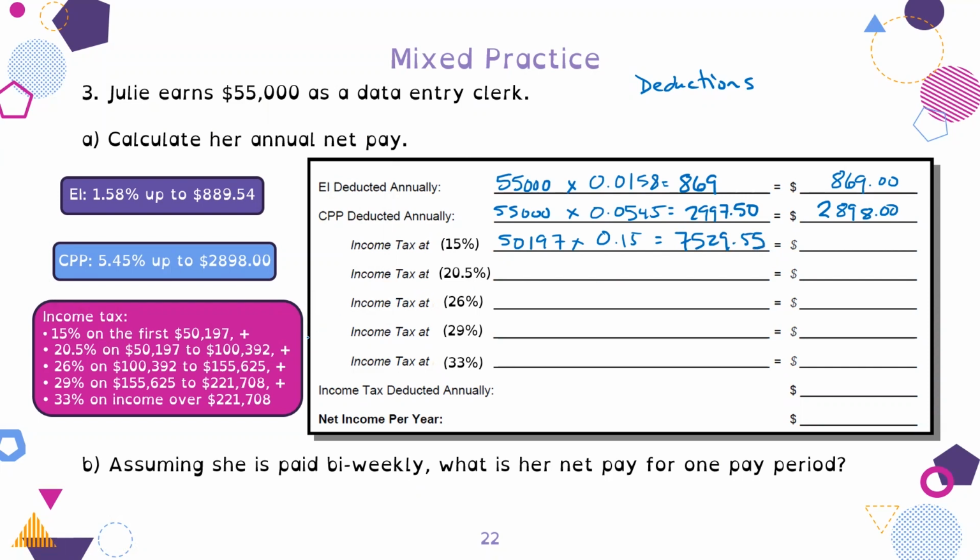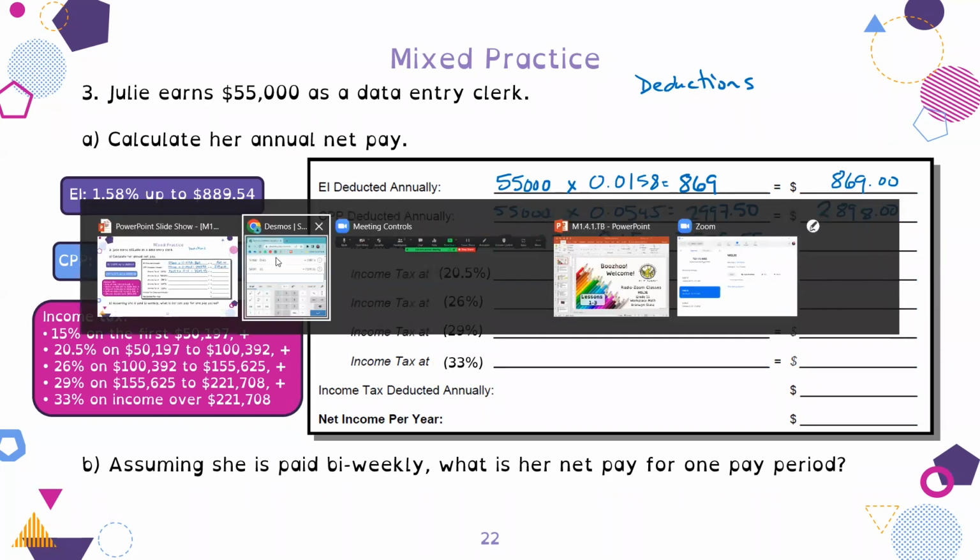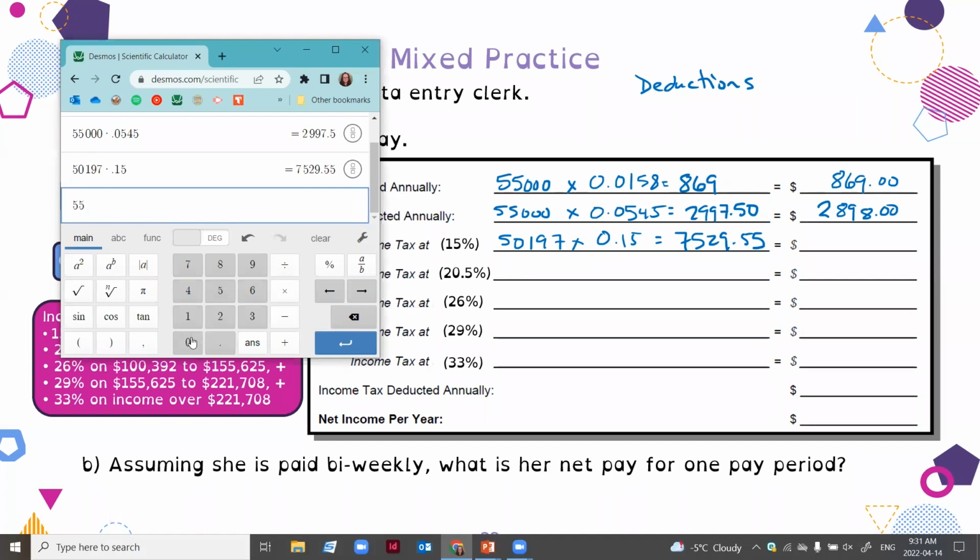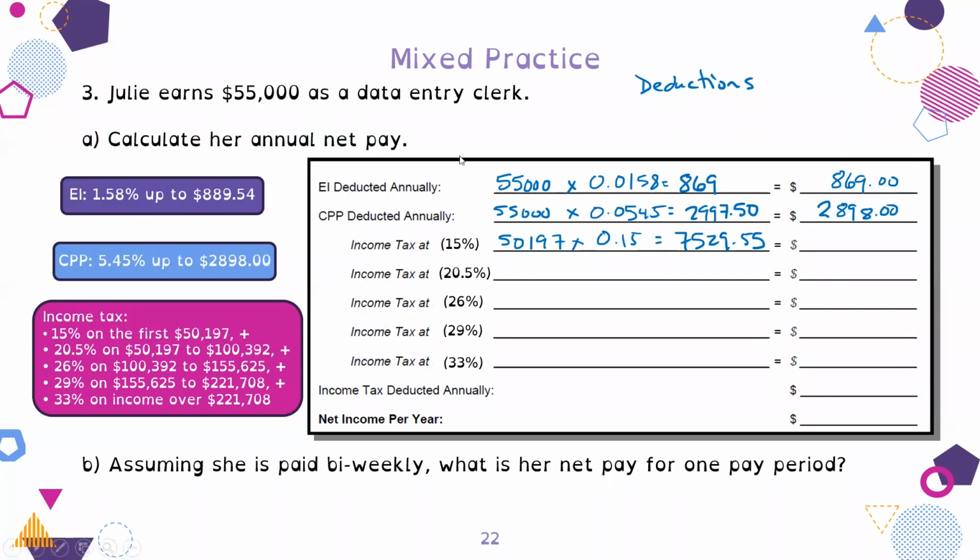Then on the next portion of our income, between $50,197 and $100,392, we pay 20.5%. We need to figure out how much of our income actually falls in that bracket. She doesn't have more than that amount, so she's only going to be in that bracket, but we don't know how much because we've already taxed some of her money. She makes $55,000 a year in total, and we've already taxed $50,197, so we subtract that. $4,803 is how much is in the second tax bracket.